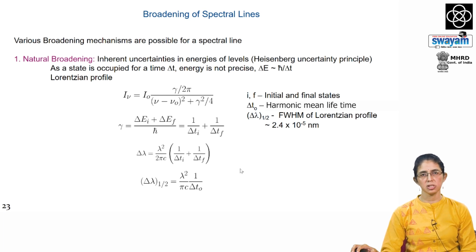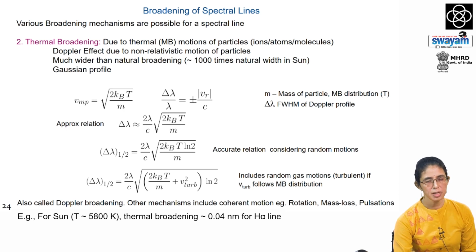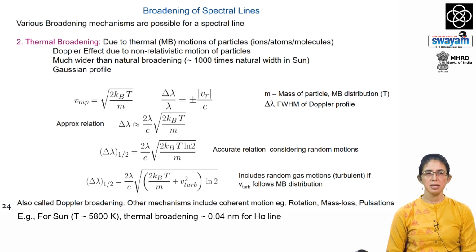There are other effects which can broaden the line, and notably among them is thermal broadening. This is due to the thermal or Maxwell-Boltzmann distribution motion of the particles, which could be ions, atoms or molecules. Now, one can imagine this system of particles with different velocities, and as they have different radial velocities along the line of sight, one can consider the Doppler motion of these kind of particles in order to estimate the effect due to thermal broadening. This broadening is generally much larger than the natural broadening, and is of the order of 1000 times that of the natural broadening in the case of the sun.